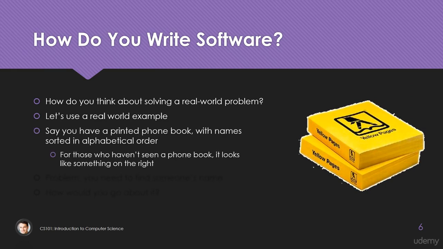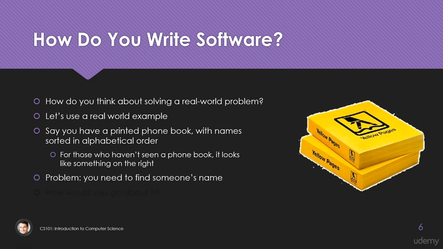Say you have a printed phone book with names sorted in alphabetical order. For those of you who have never seen a phone book or a phone directory, it looks something like this on the right. There's a big book with lists of people's names in alphabetical order, and the idea is you go through the book and you look up an index. It's in alphabetical order, so you find the person by looking for the name and get the phone number.